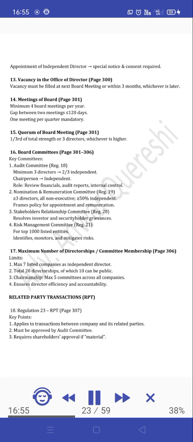18. Related party transactions, RPT. Regulation 23, RPT, page 307, key points. 1. Applies to transactions between company and its related parties. 2. Must be approved by audit committee. 3. Requires shareholders' approval if material.